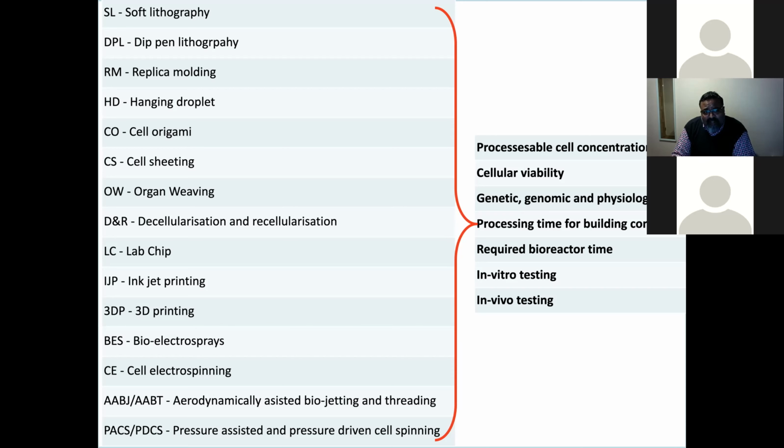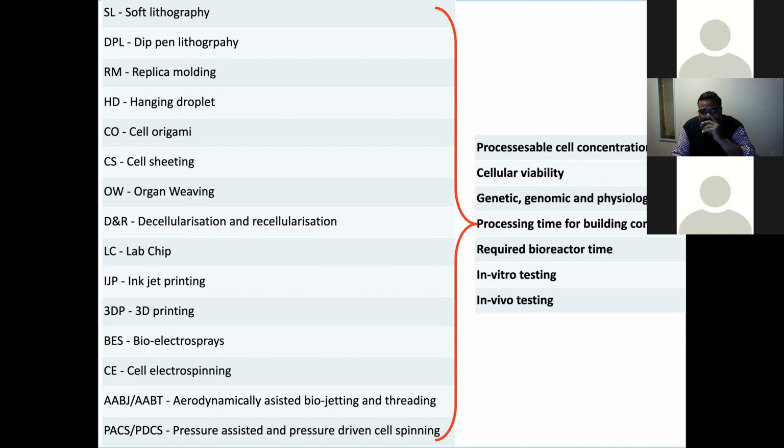But putting another layer on top of it is next to impossible, because if you put the printing stamp on top of it again, you will squeeze and kill the cells. Replica molding is a similar technology like that, and has similar issues with that.